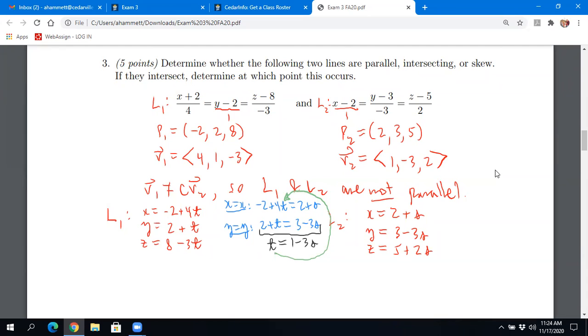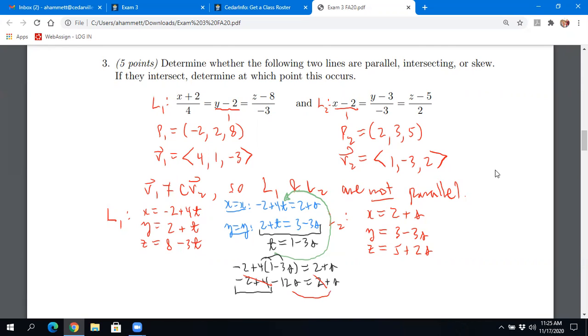And if I do that, what do I get? -2 plus 4 times 1 minus 3s equals 2 plus s. Okay. Distribute. I get -2 plus 4 minus 12s equals 2 plus s. Okay, getting closer. 4 minus 2 is 2. Doesn't that cancel with this 2 on the other side? That's interesting. So these guys just cancel, yeah?